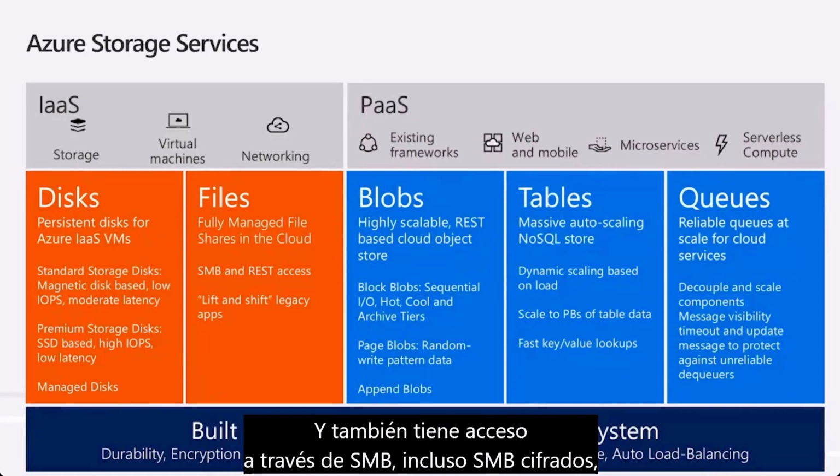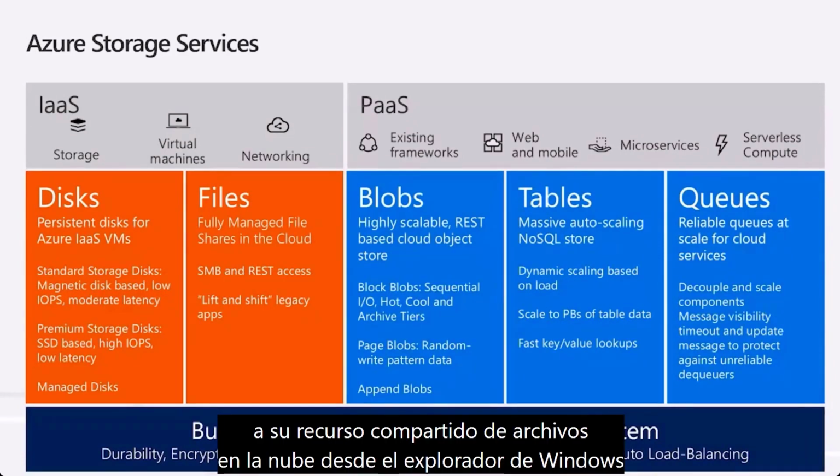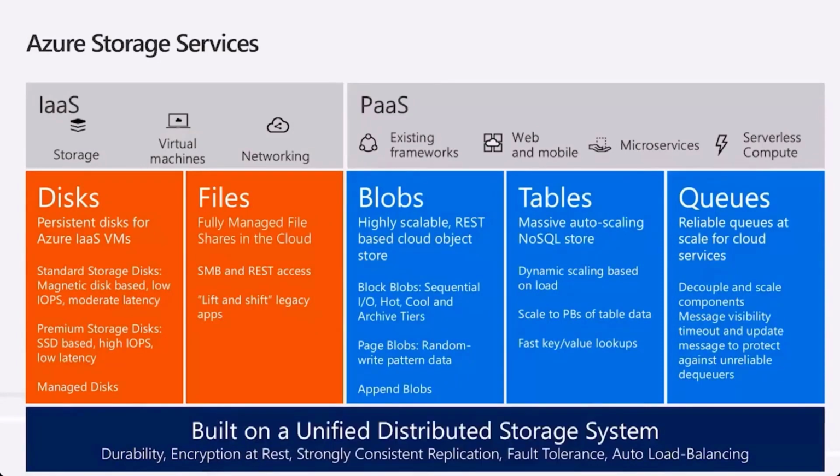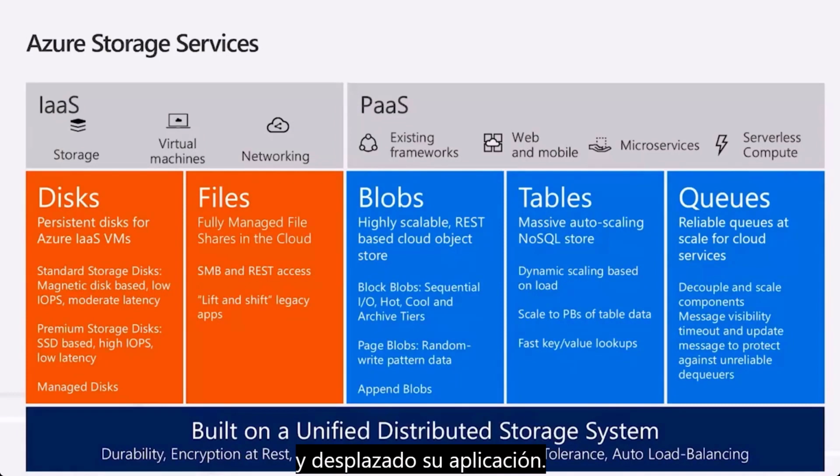And then after that, you also have access via SMB, even encrypted SMB, so the SMB protocol, which is used by Windows Explorer or by other solutions on other platforms. And like this, you can access your cloud file share very easily from Windows Explorer on your local machine, and then you have basically lifted and shifted your application.